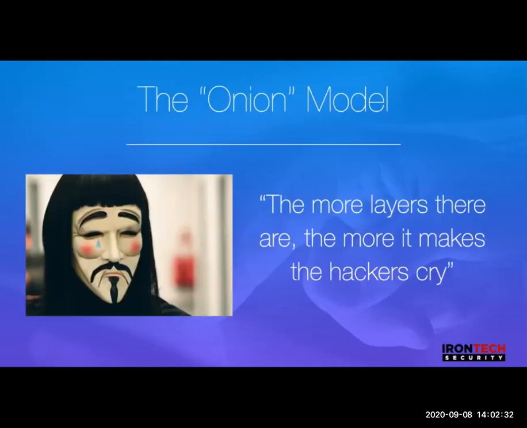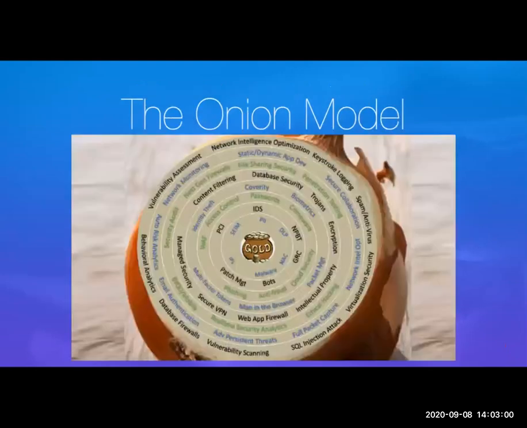So you've heard me talk about this as the onion layers or the onion security model, and always wondered why it was called the onion. I just thought it was the layers, but it's actually because the more layers there are, the more it makes the hackers cry. So there's a crying hacker, right? Sad. He's a sad hacker with a stupid haircut. But let's take a look at the onion.